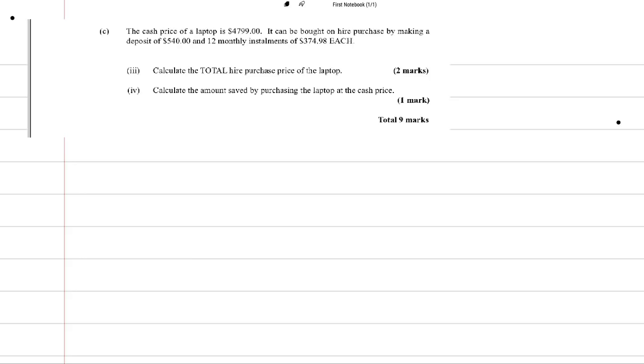So anyways, here goes. The cash price of a laptop is $4,799. It can be bought on hire purchase by making a deposit of $540 and 12 monthly installments of $374.98 each. Part one of the question says, calculate the total hire purchase price of the laptop. Part two, calculate the amount saved by purchasing the laptop at the cash price.